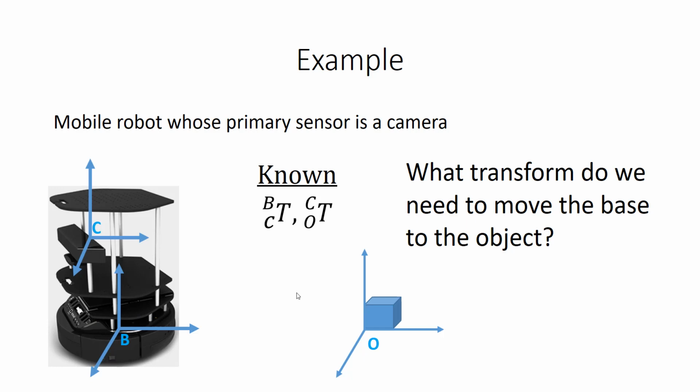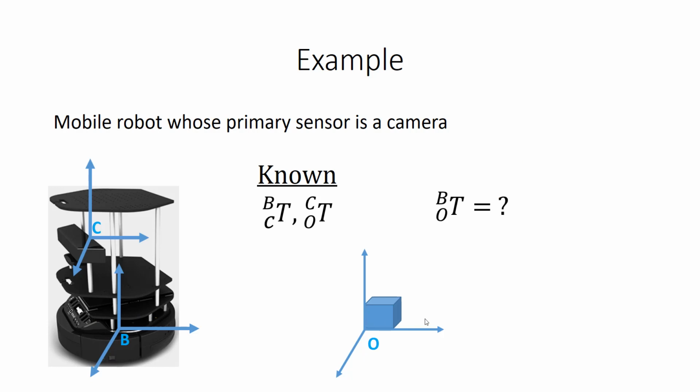How do we find the transformation from O to B? Well, that's just going to be using the chain rule. So we take our transform from O to C, and we multiply that by the transform from C to B, and then we would know the transform from O to B. And then we can say, okay, that's the transform that we have to get our frames into. Now we can start moving our robot to satisfy that.